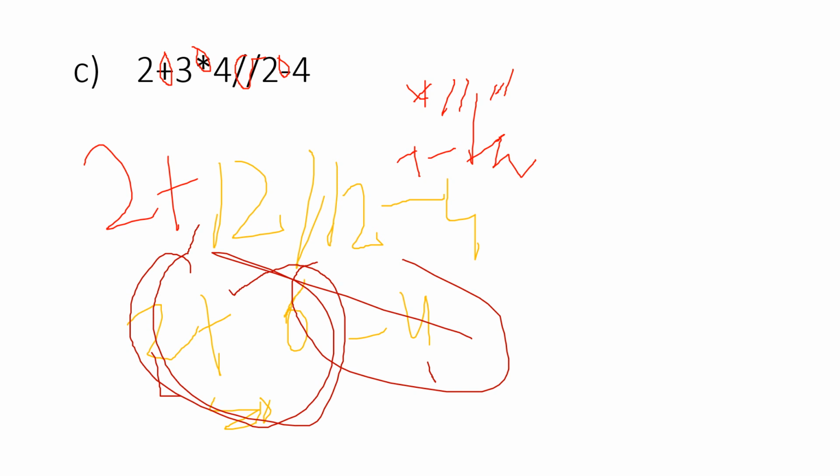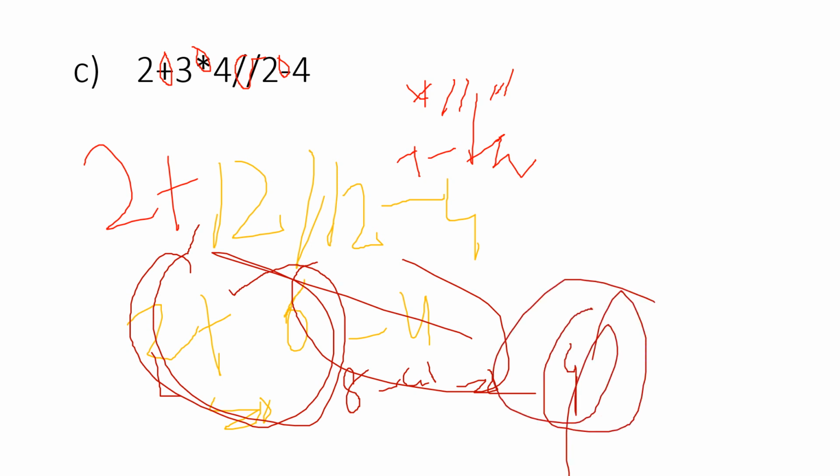Okay, so 2 plus 6 will be evaluated first, so it will be 8, and then minus 4, and then we have the final answer as 4. This is our final answer. So in this way you can solve any number of questions. It all depends on that.